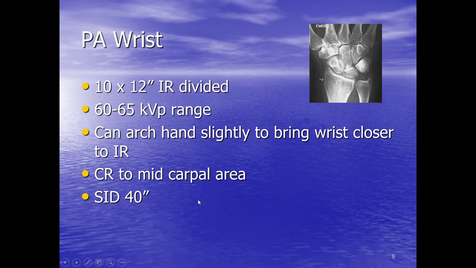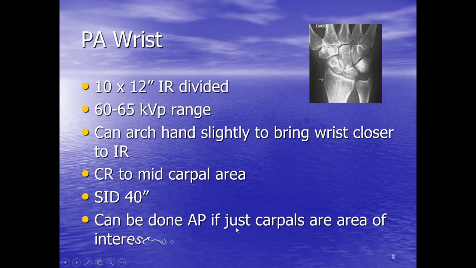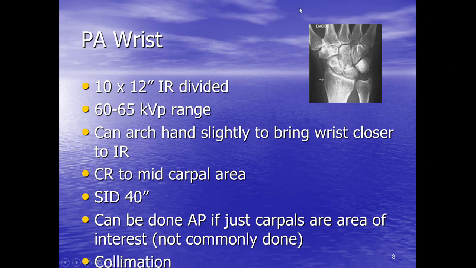So your SID should still be at 40 for all of these, and if you can't do PA, do an AP. And then again, make sure you have collimation, but not too much collimation, otherwise you're not going to have enough area of interest for the radiologist.